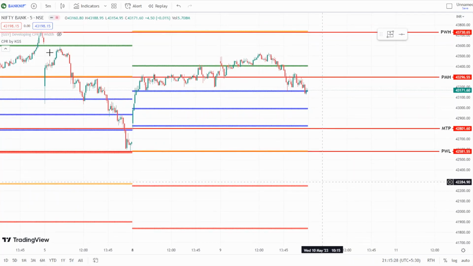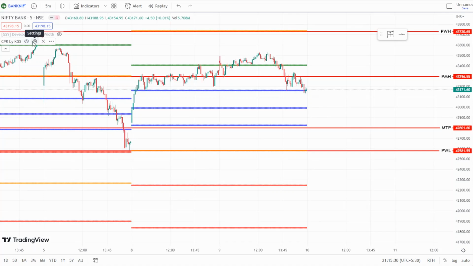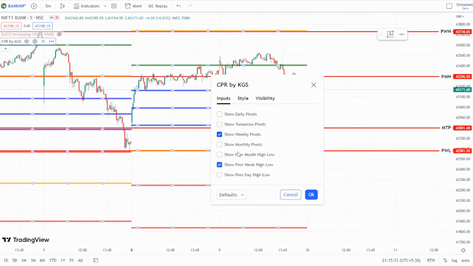Now, where are our monthly pivots? Let's check out that first as well before we move on to Nifty.